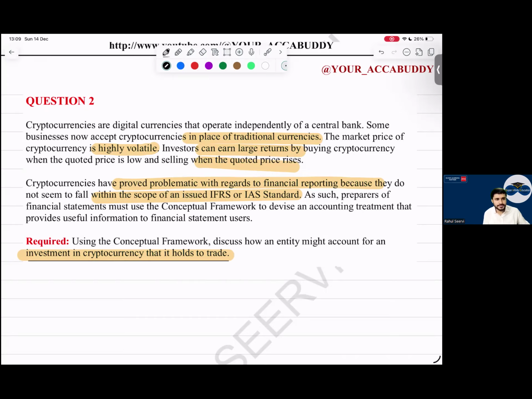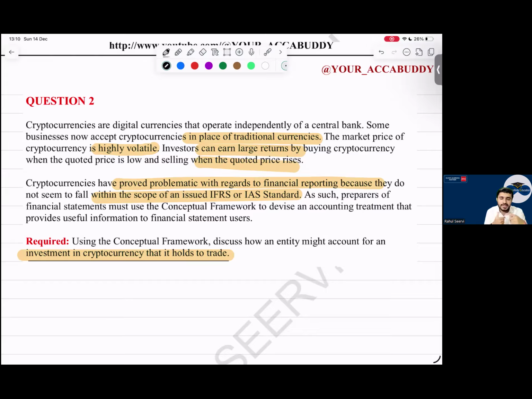How will you treat this? Asset, no? Asset. It will be treated so as first, what will we say? An asset is recognized in the financial statement if it provides relevant and faithful representation to the users. Then we will say an asset is an economic resource controlled by an entity as a result of past event.